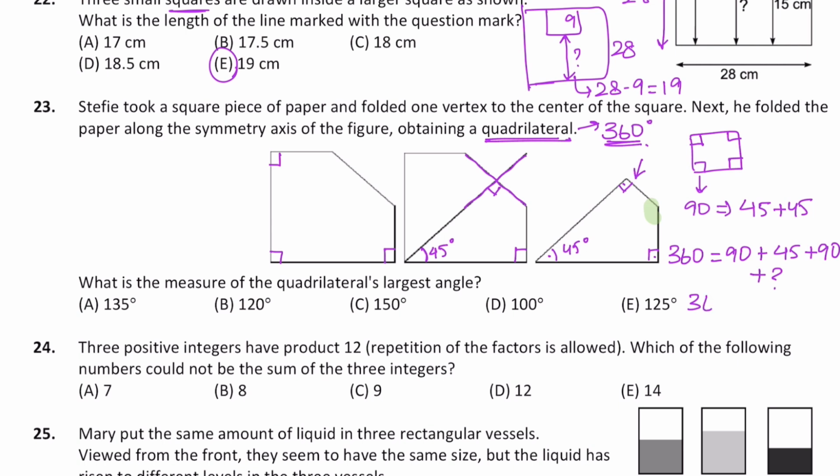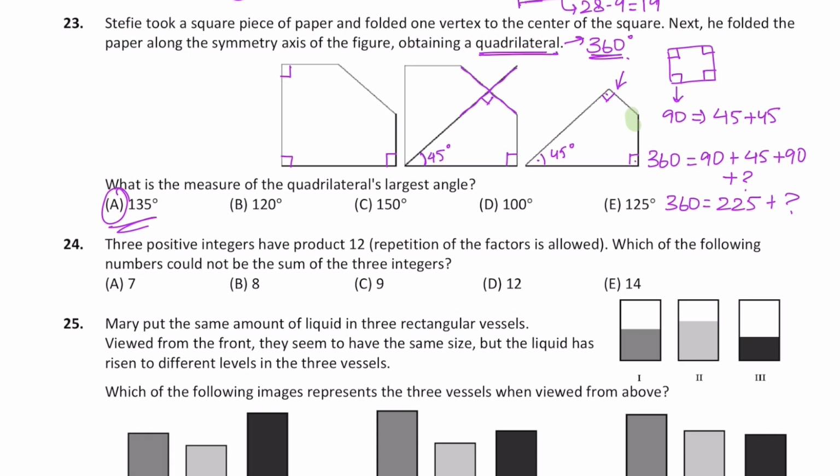So I do 360 is equal to 90 plus 90 is 180. 180 plus 45 is 225 plus a question mark. So I'll ask myself, 225 plus what is 360 degrees? And that's 135. So that's my answer. Okay, because 135 plus 225 is 360 degrees.